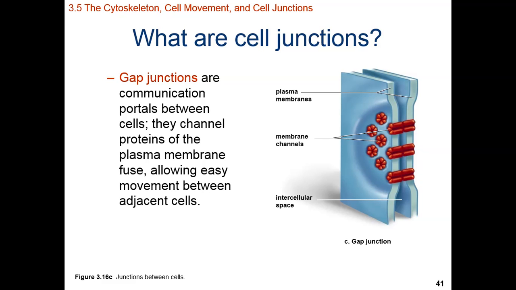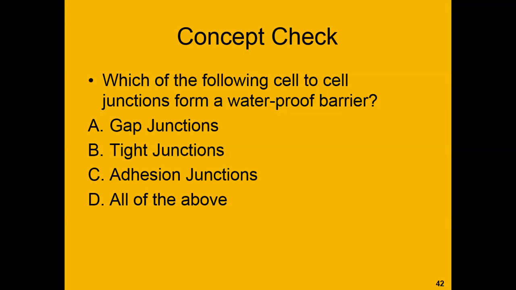Gap junctions are very common in cardiac muscle tissue, the muscle tissue of our heart, which allows for electrical impulses to move efficiently from one muscle cell to the next muscle cell within the heart.